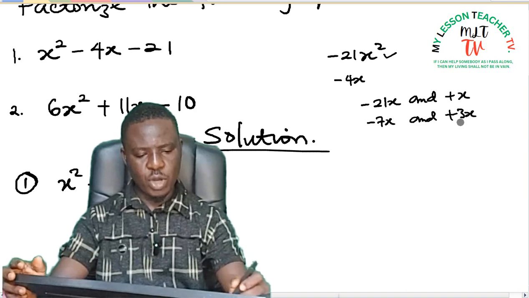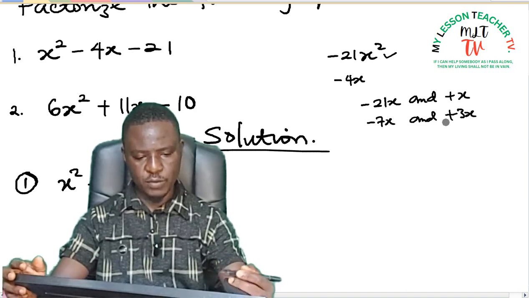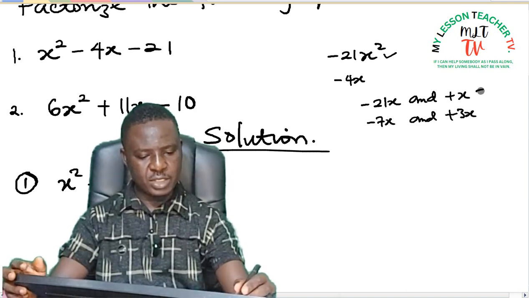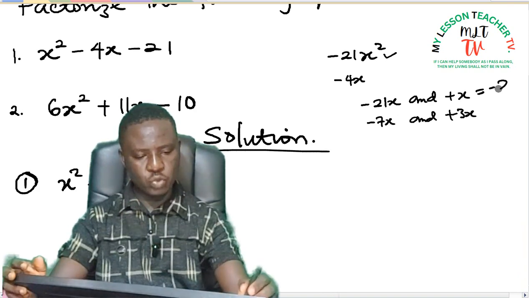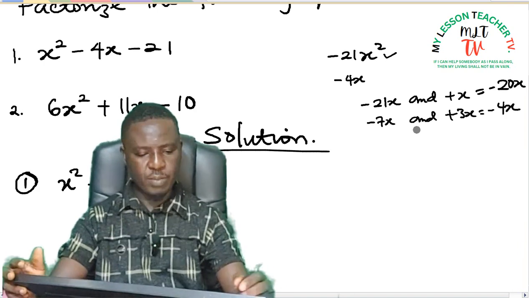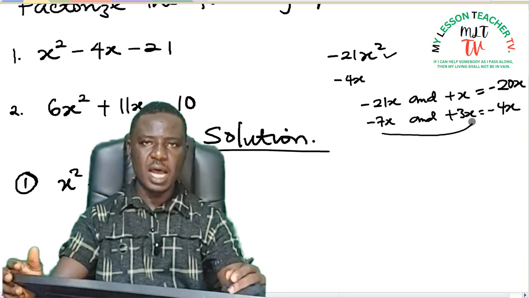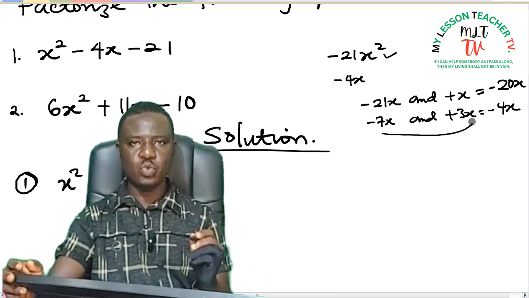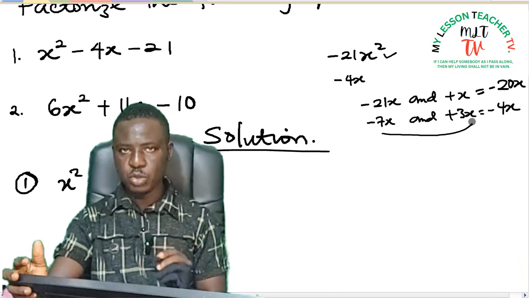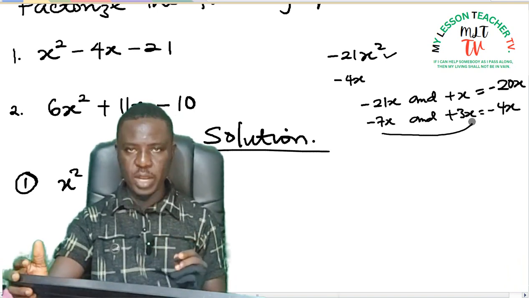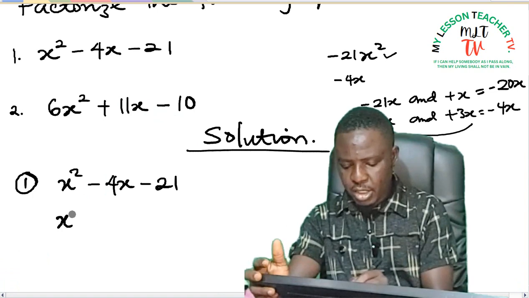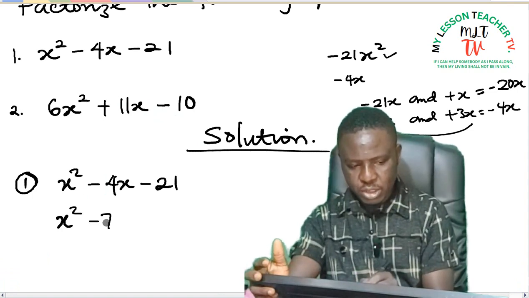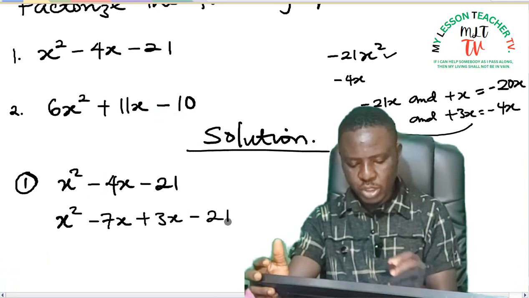So which of these, when you add them together, gives you minus 4x? You discover that this one, when you add them together, gives you minus 20x, and this one gives us minus 4x. So invariably, these two factors are said to have met those two conditions I have given. So what do you do with them? You are going to replace or substitute them for the middle term, which is minus 4x. So this becomes x squared minus 7x plus 3x minus 21.